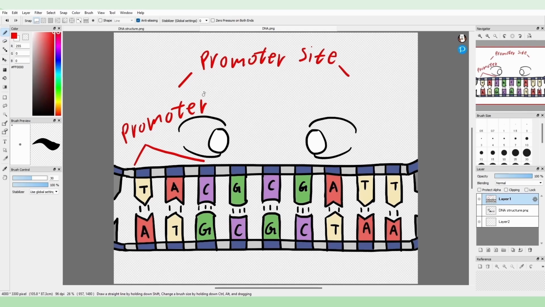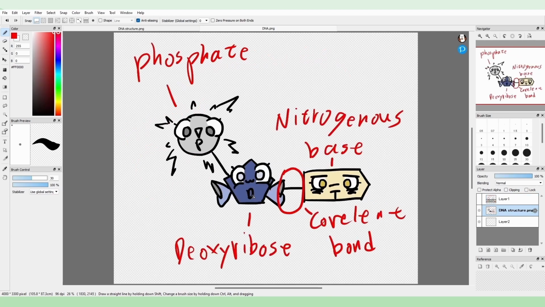Protein synthesis starts with a promoter. Promoters are signals in the DNA molecule that mark some very specific bases or a promoter site that is needed for the making of proteins. DNA is a nucleic acid that is made of tons of nucleotides.